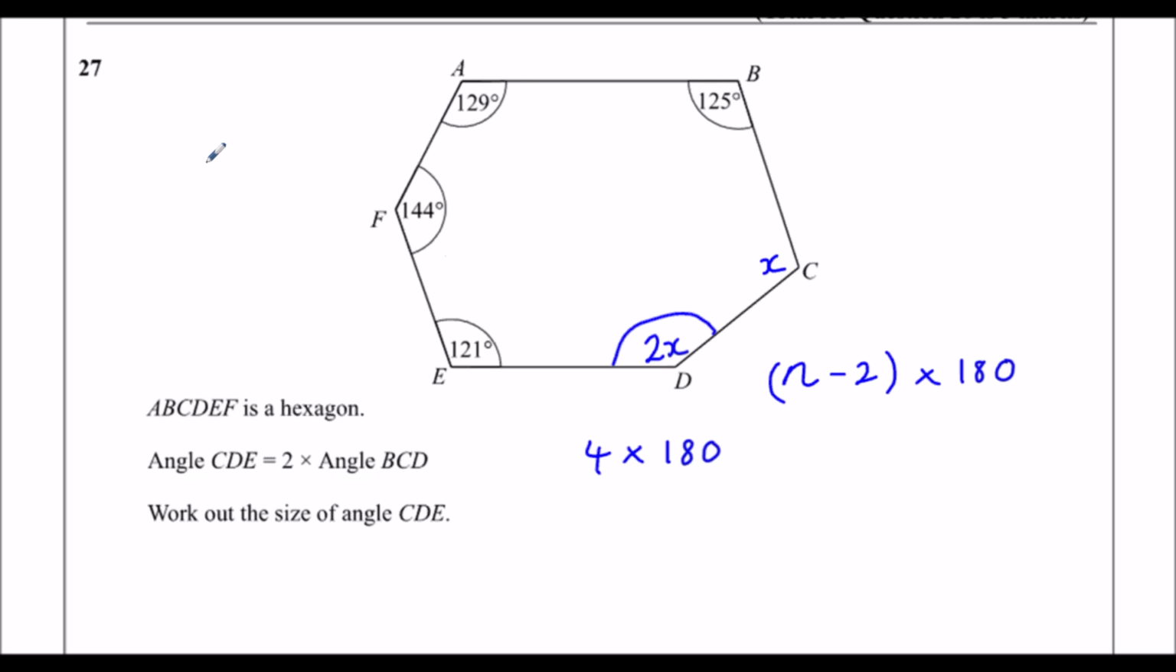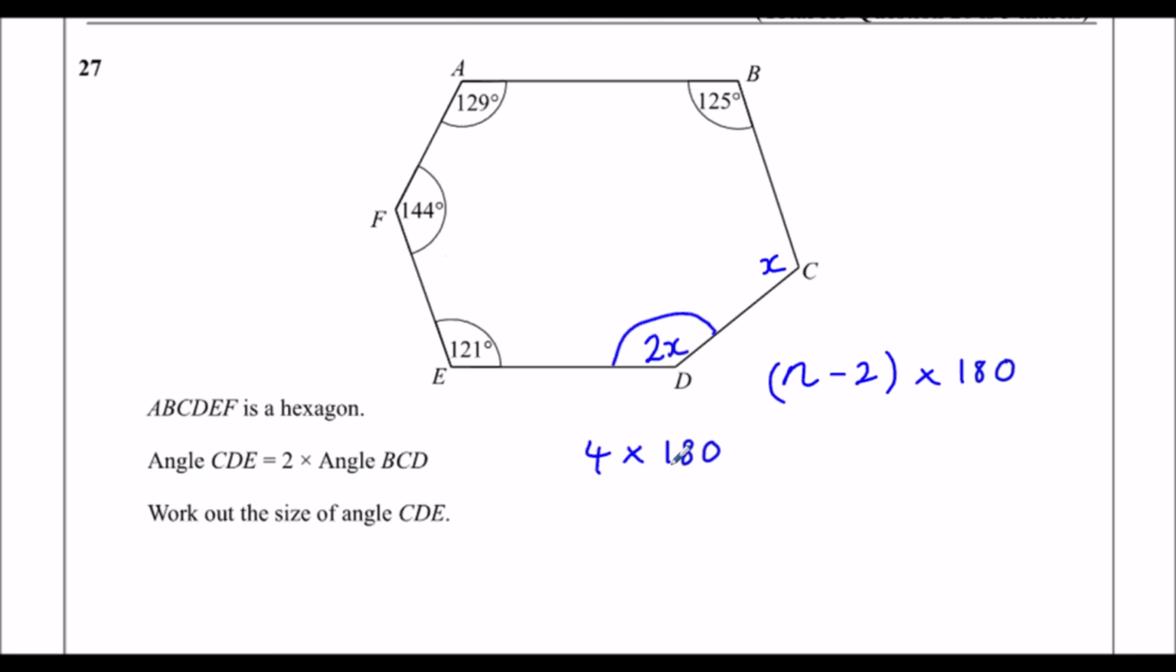Or another way, if you don't remember either of these two ways, you can remember in a regular hexagon, the exterior angle is 360 divided by the number of sides, which is 6. So the exterior angle is 60. The interior angle is 180 take away 60, 120. And then 120 times 6 will give you the total angles in a hexagon.